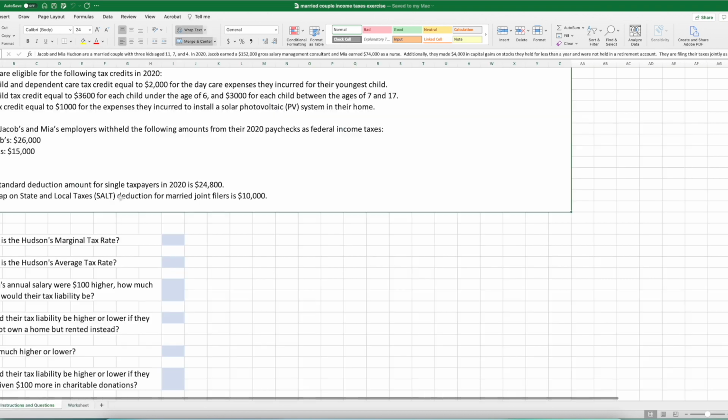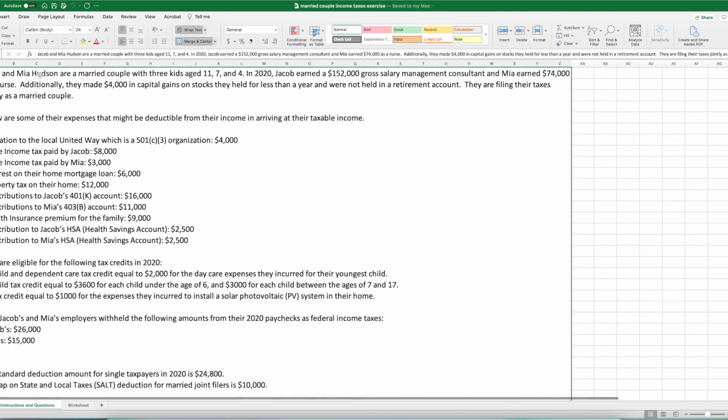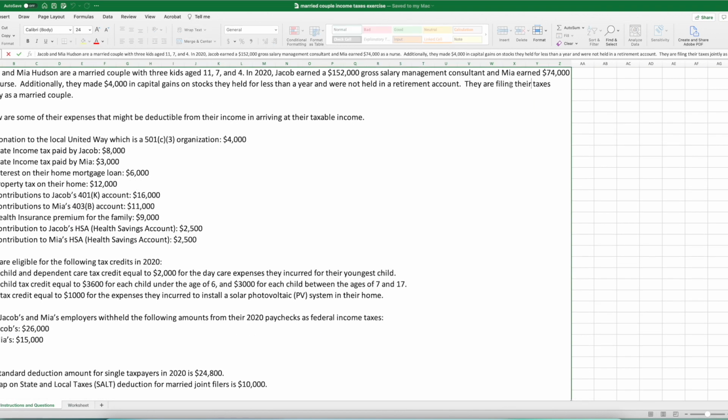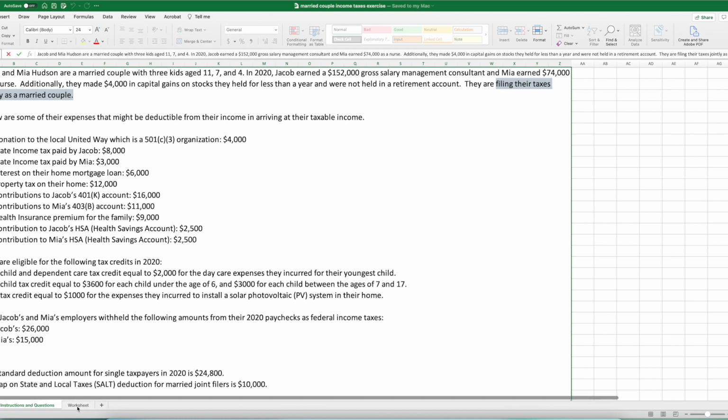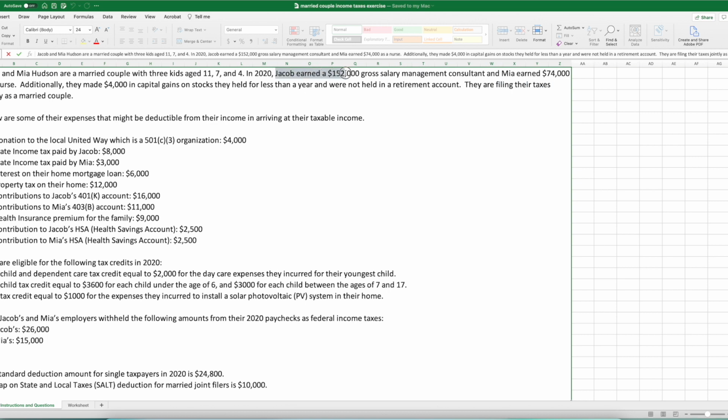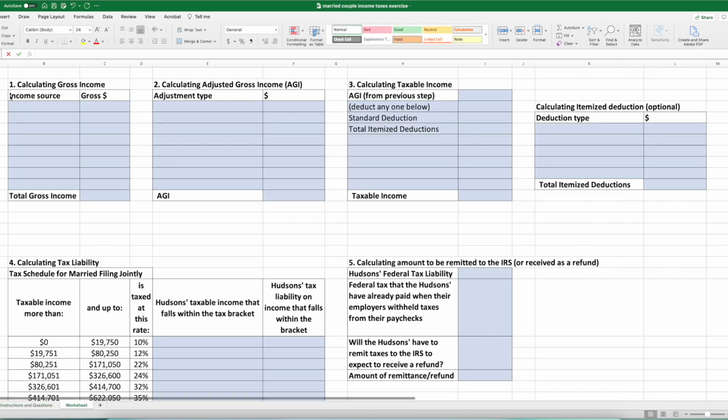Now, remember that Jacob and Maya are filing their taxes jointly as a married couple, right? So we need to add up their incomes to figure out what their joint income is. So Jacob earned a $152,000 gross salary, and Mia earned a $74,000 gross salary. So we are going to list that in gross income.